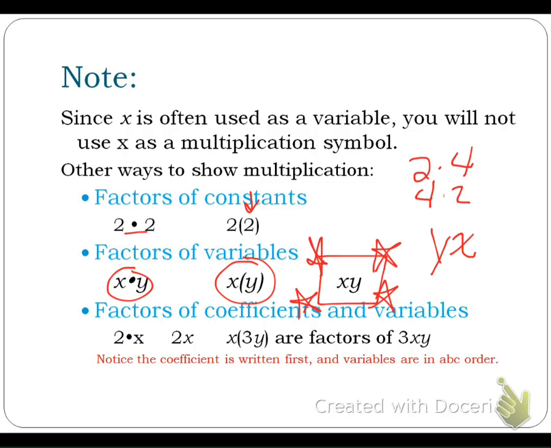When you're showing factors of coefficients and variables, you could still use the dot. The most common way you would see, though, is to write the coefficient with the variable right beside it. And this is just trying to show you that if you use parentheses, yes, here we have this x, and it's showing the multiplication of 3y. Those are the factors of 3xy. So when you're showing multiplication between coefficients and variables, you will always put your coefficient first, and any variables afterwards in ABC order. So the most common way that you will see coefficients and variables multiplied together is putting the numeric coefficient first, then your variables, your letters, in alphabetical order.